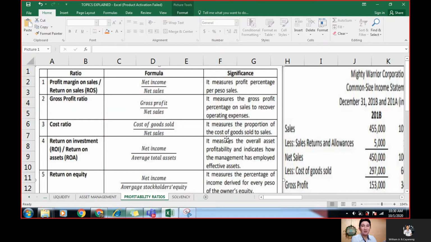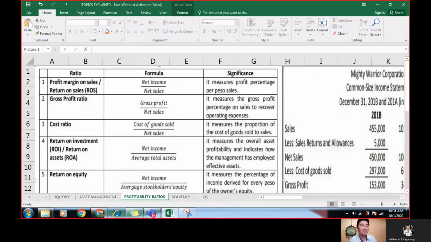Next, the cost ratio. The cost ratio is computed as cost of goods sold divided by net sales. It measures the percentage of your cost of sales out of your total sales. If your cost of sales is high, you will only generate a lower gross profit, meaning only a small amount will be left to cover your expenses, right? So it measures the proportion of your cost of goods sold to your sales.